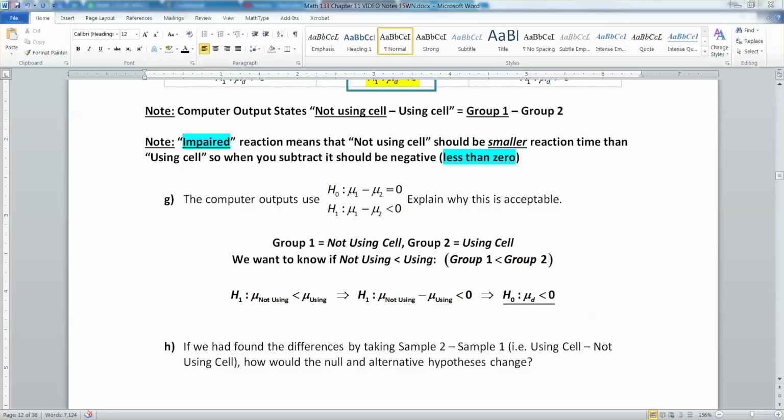Now, suppose we had gone the other direction. Oh, I should have written one more comment. I'm so sorry. Just real quickly, they're the same hypotheses. They're just written differently.